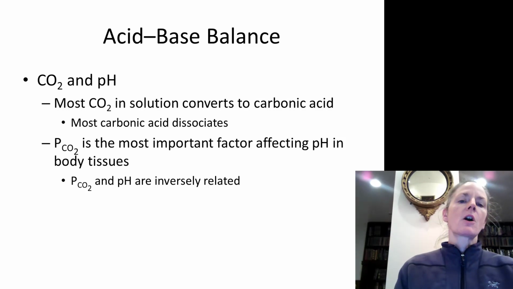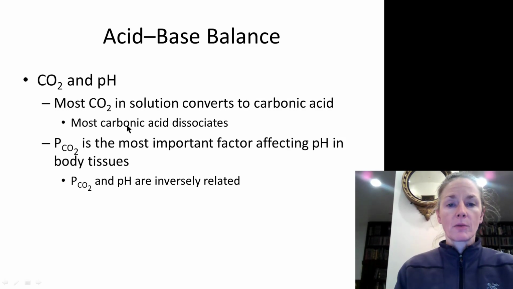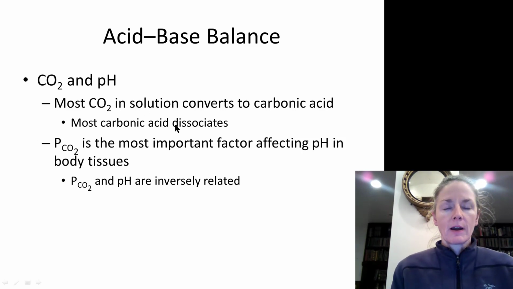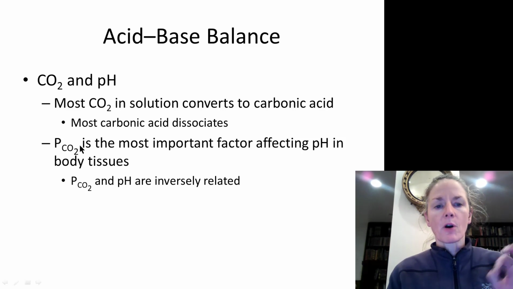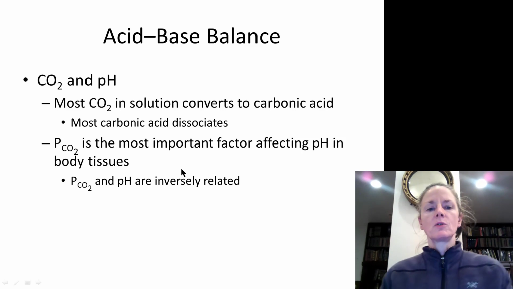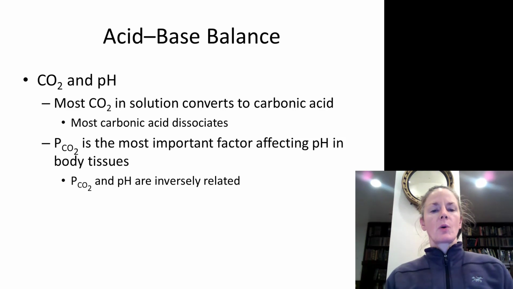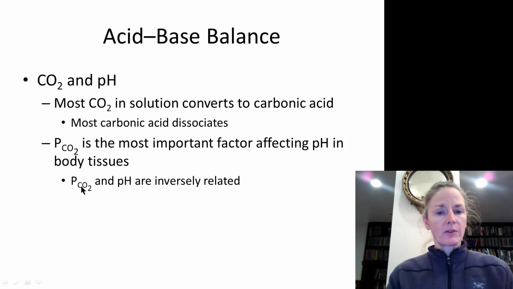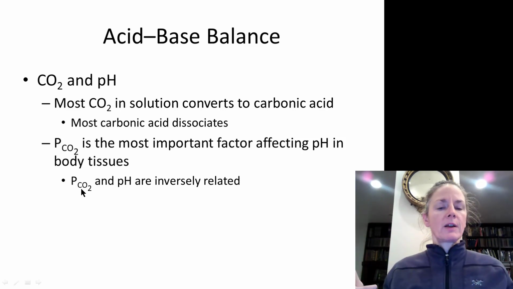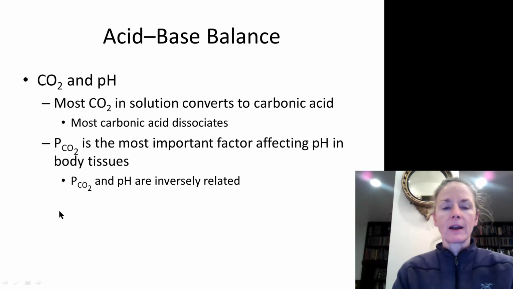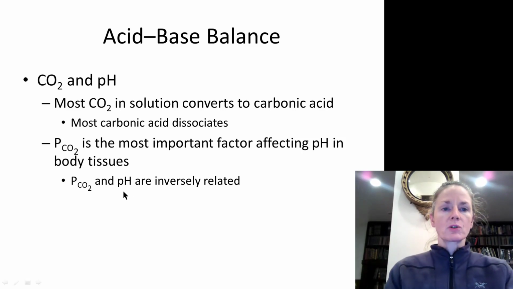So basically, the carbon dioxide and the amount of carbonic acid is going to be related to the amount of carbon dioxide in circulation. So basically, the partial pressure of carbon dioxide. So the partial pressure of carbon dioxide is going to affect the pH in body tissues. So as carbon dioxide rises, the partial pressure of carbon dioxide rises. That means things are going to become more acidic, and that means the pH is going to go down. So the partial pressure of carbon dioxide and the pH are inversely proportional.